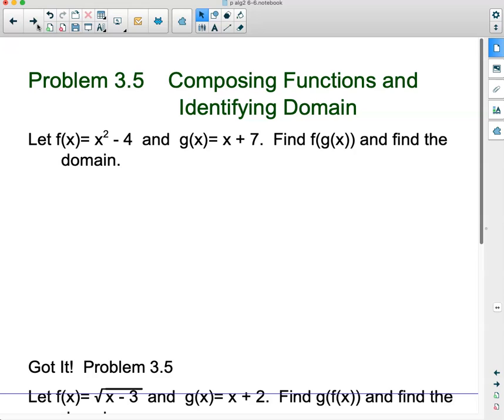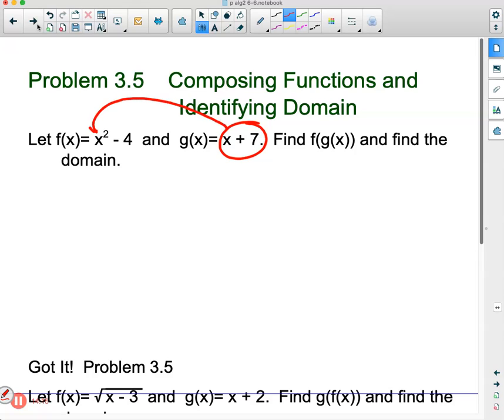Okay, so I'm supposed to take g of x and put it into f of x. Where? Well, where would we normally put numbers into this? If I said I want you to evaluate this for 3, where would you put the 3? We're going to have to put the whole function in for x. This will go here. And then we'll simplify it.